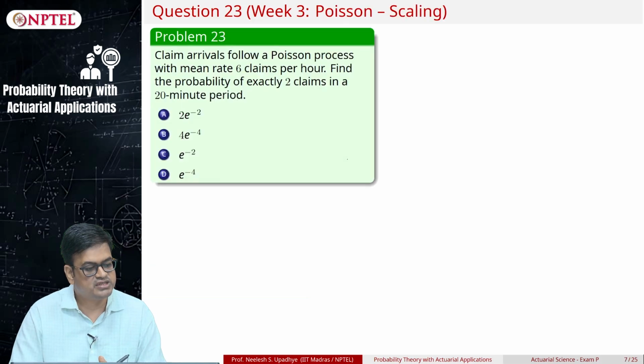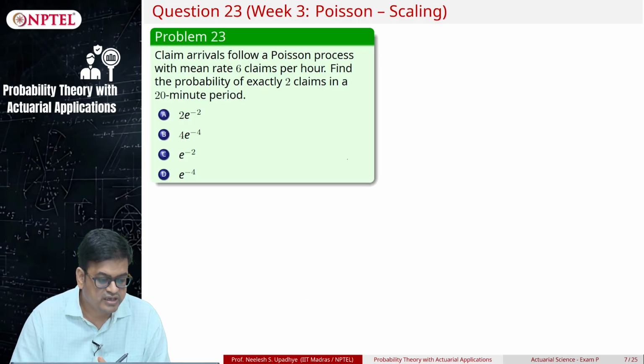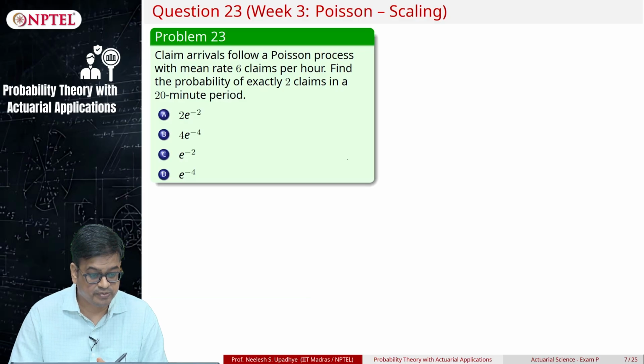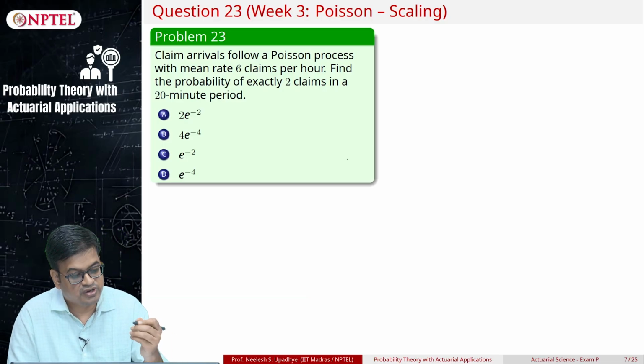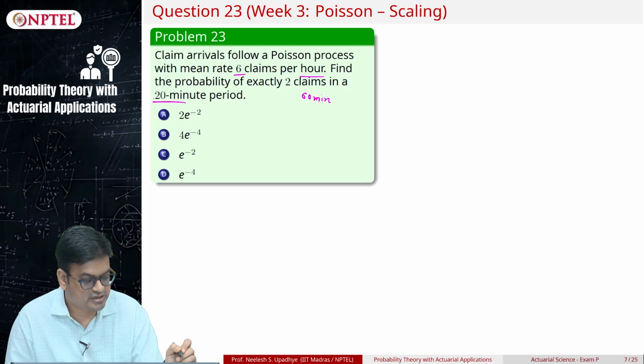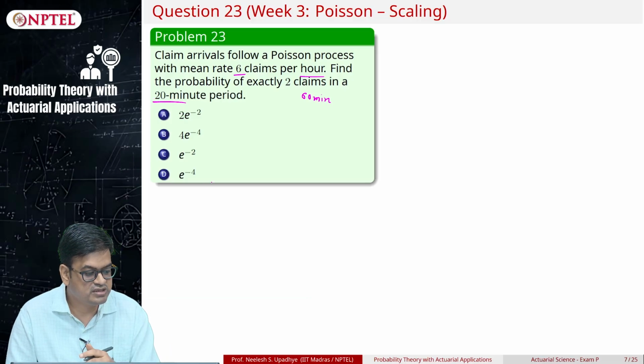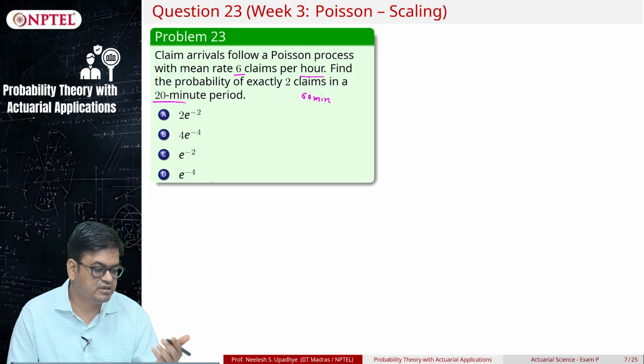Okay, let us read that question. Claim arrivals follow Poisson process with mean rate 6 claims per hour. Find the probability that exactly 2 claims arrive in 20-minute period. So, here is the twist, 6 claims per hour and this is hour, so 60 minutes, and you are asked to find 20 minutes. So, an hour will be divided into 3 parts, of which one part is being given to you.